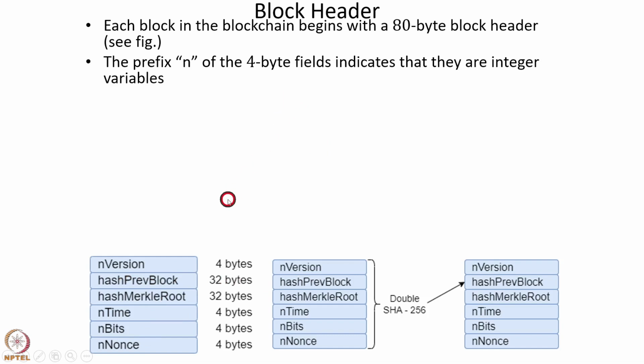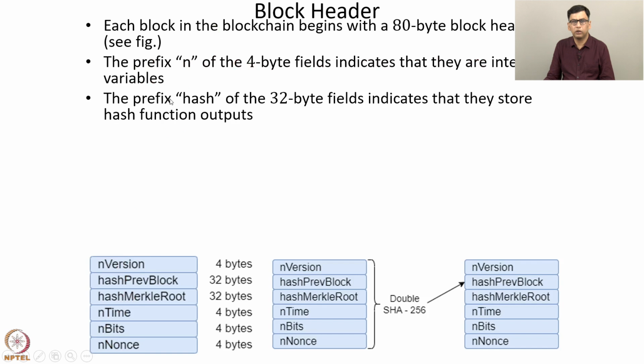The prefix n of the 4-byte fields, namely nVersion, nTime, nBits, and nNonce, indicates that they are integer variables. Similarly, the prefix hash of the 32-byte fields, namely hashPrevBlock and hashMerkleRoot, indicates that they store hash function outputs.